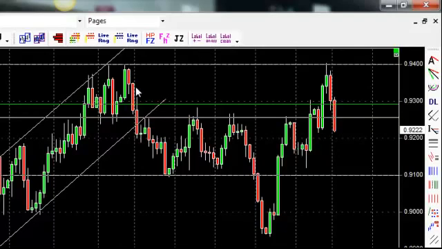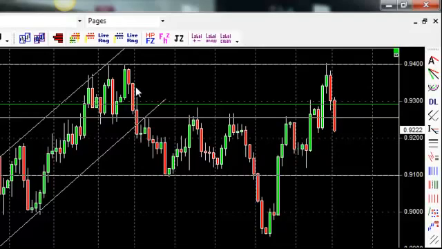If you have more sellers selling a currency pair than you do buyers, then you have more selling pressure and the currency pair is going to go down. If you have more buyers buying a currency pair than you do sellers selling, then you have more buying pressure and the currency pair is going to go up.